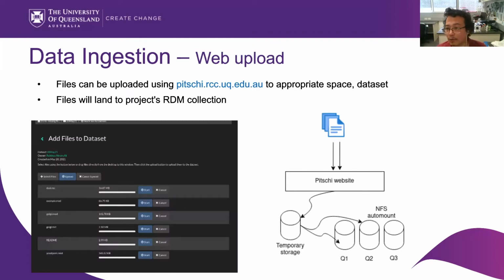So this is how the web ingestion works. On the left side, you have the web UI for Clowder. You go there, select the files, and upload them. Once the files are uploaded, they first land on a temporary storage and then are moved into the IDM collection that corresponds to the project.